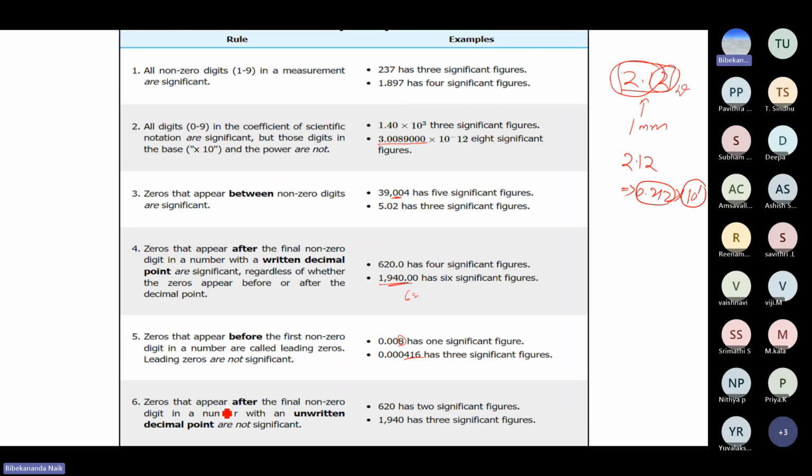And again, zeros that appear after the final non-zero digit in a number are not significant if the number has no decimal point. Here 620.0 has 4 significant figures because it has a decimal point. But 620 has 2 significant figures, 6 and 2. And 1940, since it has no decimal point, has 3 significant figures: 1, 9, 4. The 0 is not significant here. So these are some rules to identify the number of significant figures.